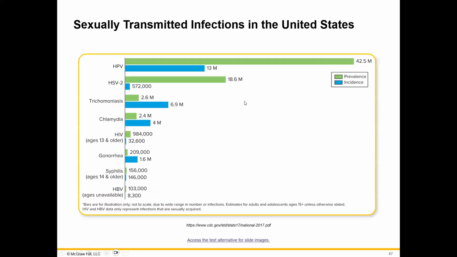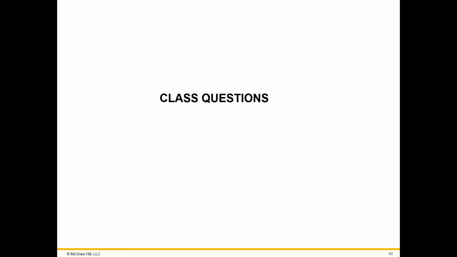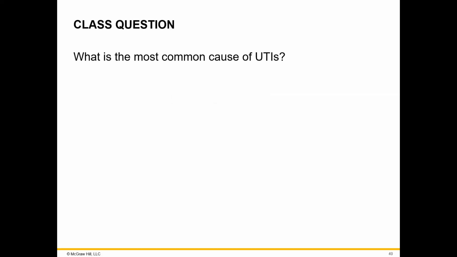These are some figures basically showing the prevalence and incidence of these. Look at HPV and herpes. So these are incredibly common. We've got 42.5 million Americans that have tested positive for HPV, 18.6 million people with HSV2. The numbers are about 1 in 5 people have herpes. All right, moving on.